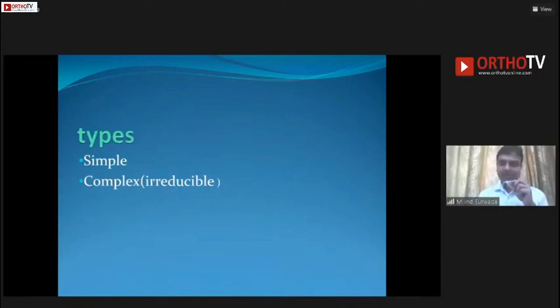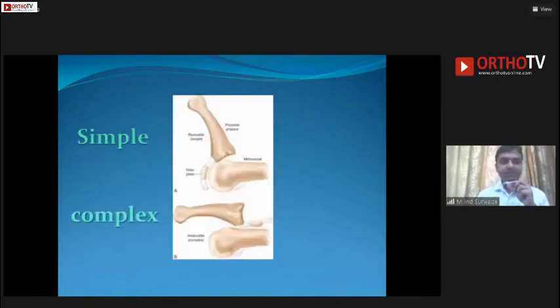So by definition, any irreducible dislocation is called a complex dislocation. So let's see what is complex and simple. You can see that in both there is a tear of the volar plate from the proximal attachment, but in simple you can see the volar plate is still draping the metacarpal head. It is not flipped back. In complex you can see the volar plate has gone behind the metacarpal head. So that makes the reduction very difficult, almost impossible in complex dislocation.